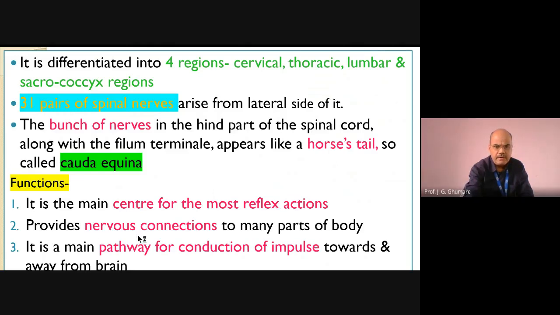The spinal cord also provides nervous connection to many parts of the body. So the brain is connected to all parts of the body, no doubt with the help of the spinal cord only. And it is the main pathway of conduction of impulses from the brain to body parts or from the body to the brain. Remember, that's it. Three functions.